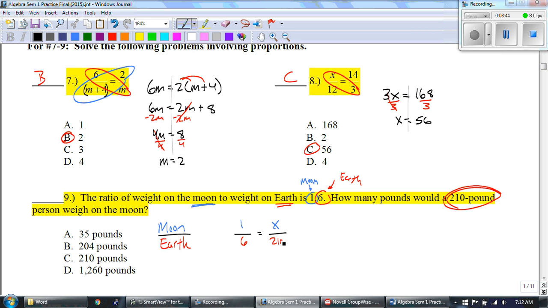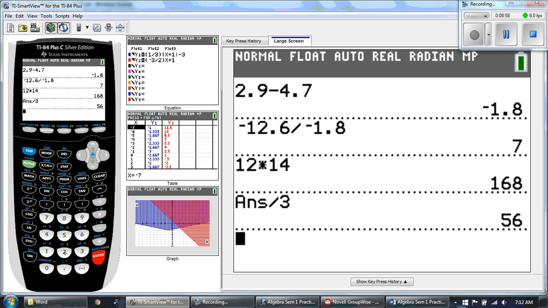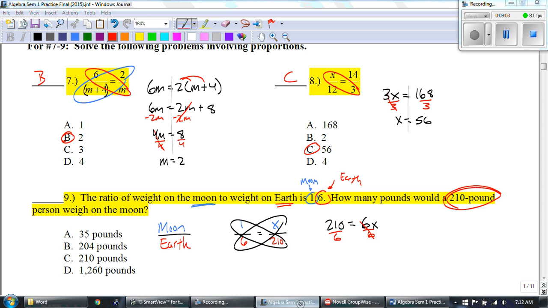So all we do is cross multiply. We get 210 equals 6x. And then to get the x by itself, we just divide by 6. So 210 divided by 6, and we get 35. So 35 equals x, and that is 35 pounds.